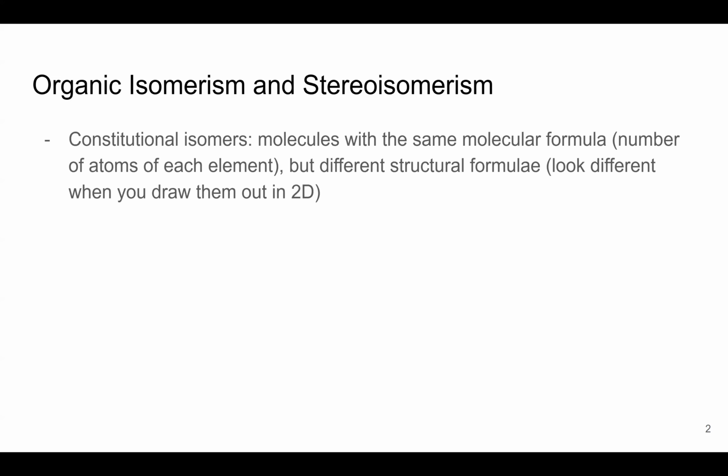Isomers, or constitutional isomers in particular, are molecules with the same molecular formula, or the number of atoms of each element, but different structural formulas. So the two molecules will look different when you draw them out in two dimensions.